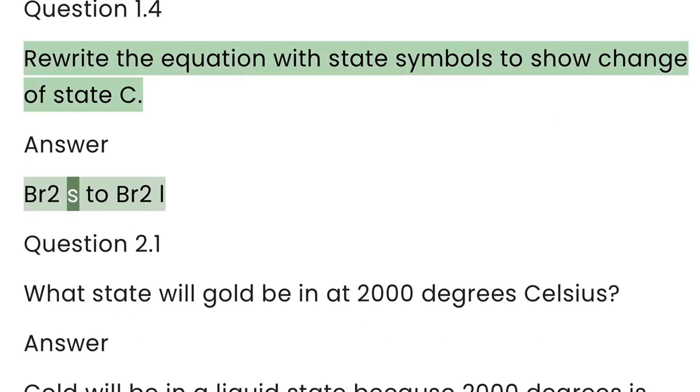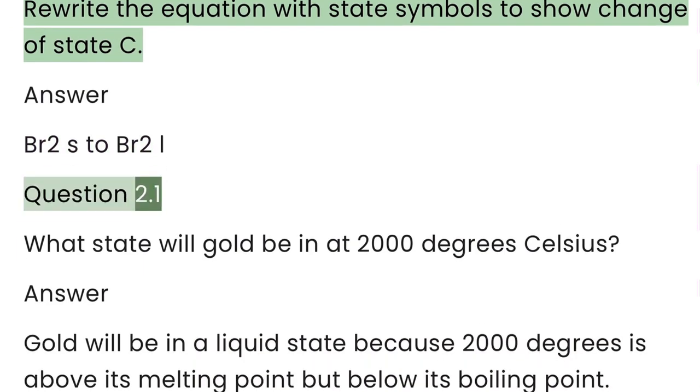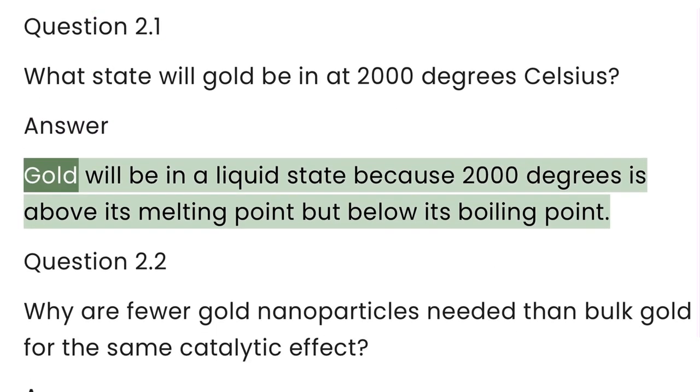Question 1.4. Rewrite the equation with state symbols to show change of state C. Bridge 2 (s) to Bridge 2 (l). Question 2.1. What state will gold be in at 2000 degrees Celsius? Gold will be in a liquid state because 2000 degrees is above its melting point but below its boiling point.